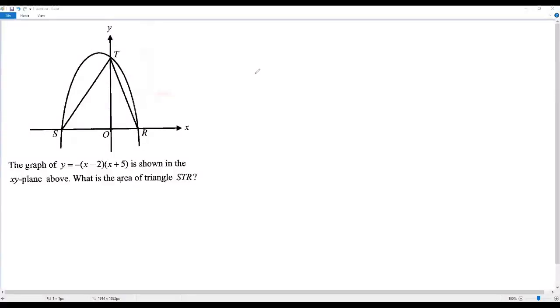Here we have a SAT math problem. Okay, let's go over the information. So the graph of y equals negative of (x minus 2) times (x plus 5) is shown in the xy-plane above. What is the area of triangle STR?